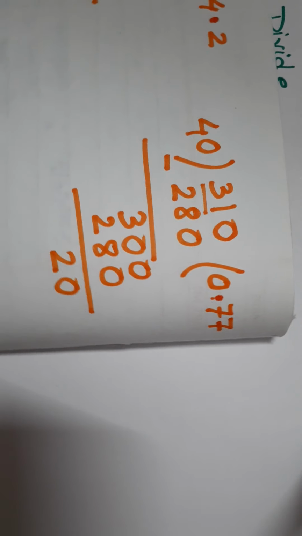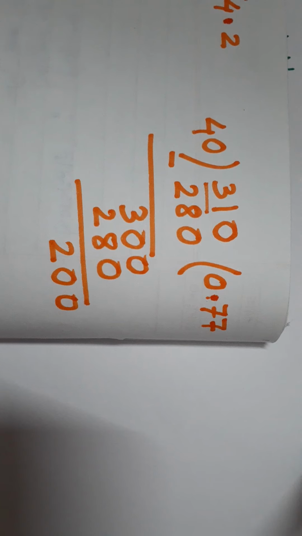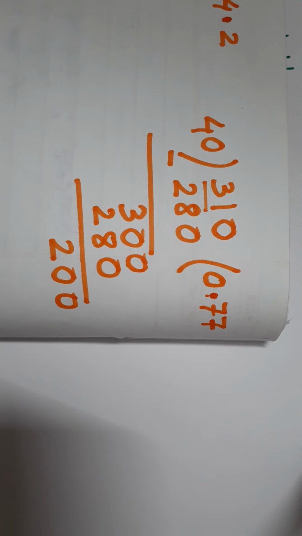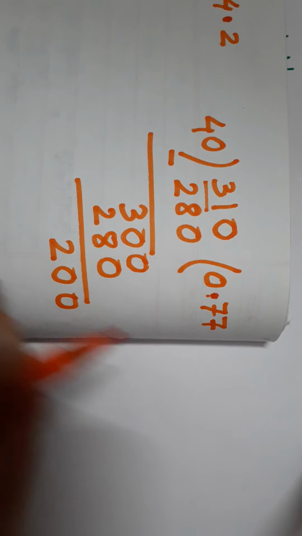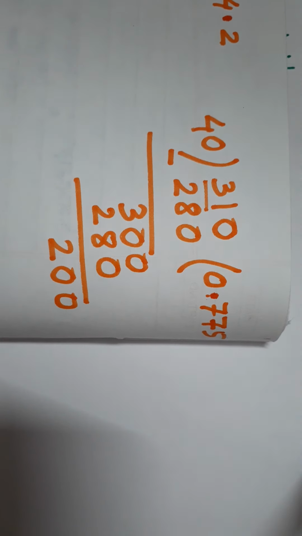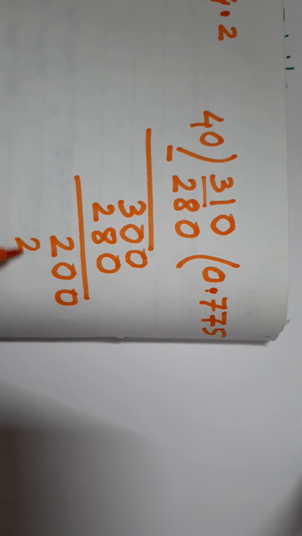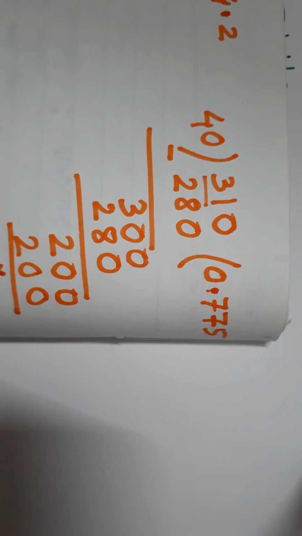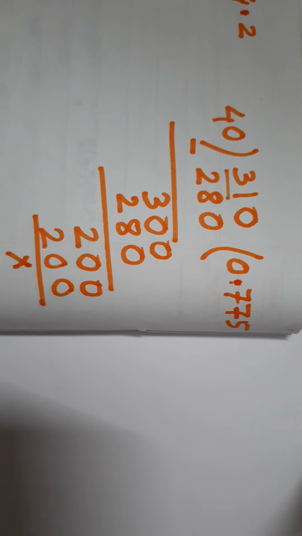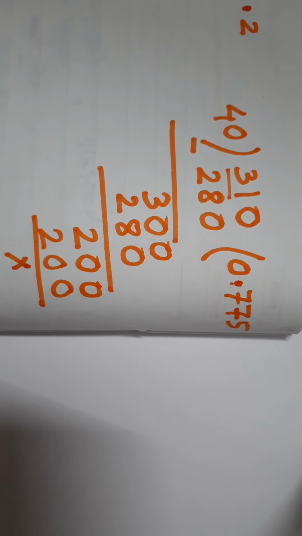Then again, due to this decimal point, we can add one more zero over here. And now we can see, students, that 5 times 40 is 200. So we can write 200 over here. Now our remainder is 0. That means until and unless we get a 0 remainder, we can use the decimal point, add zeros, and do the division.